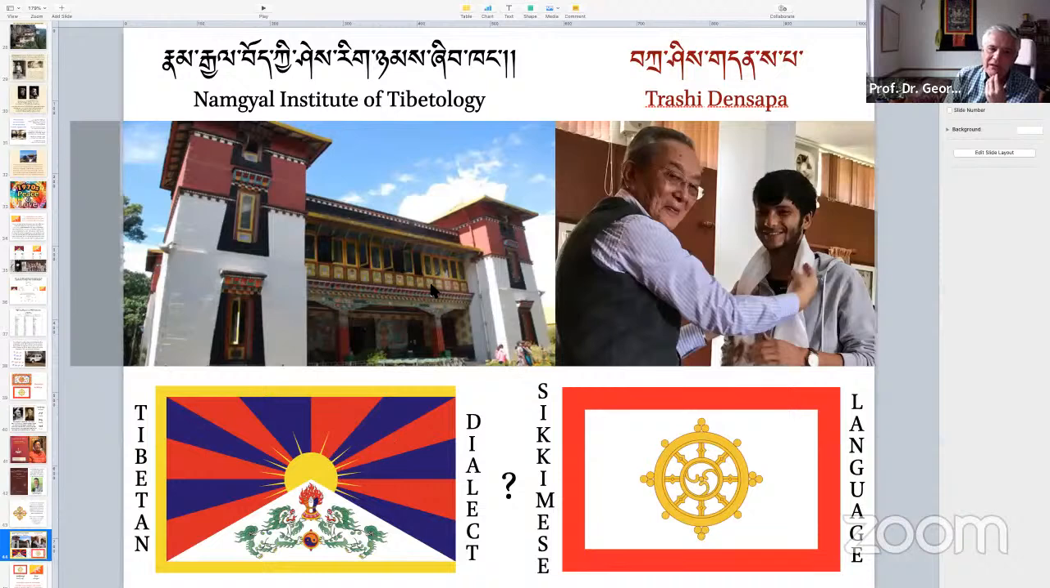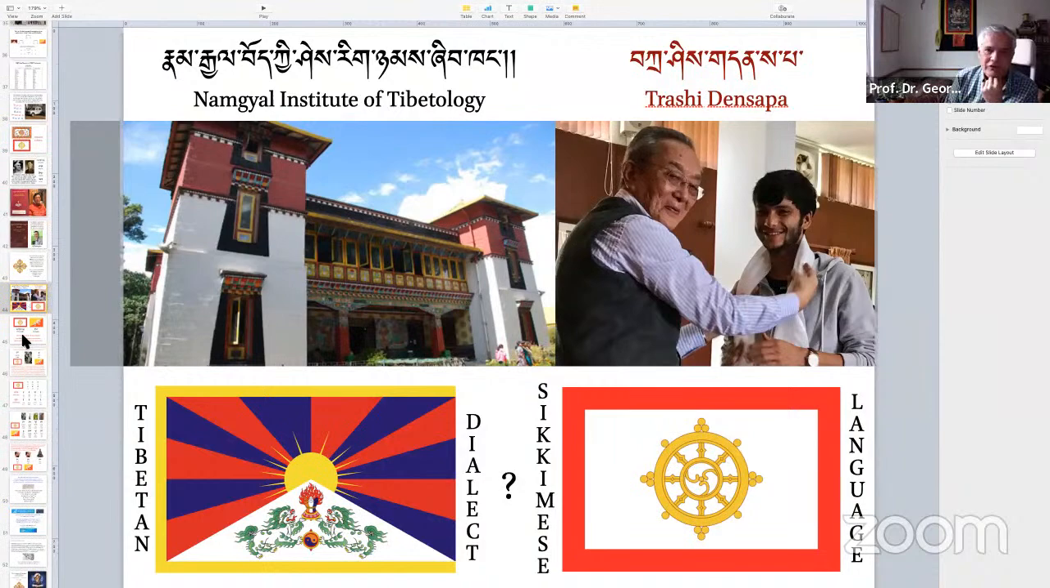But there is this controversy long waging in Sikkim on, this is the Namgyal Institute of Tibetology, whether we call the Denjongke language a Tibetan dialect or a language. And of course, if we say Sikkimese language, Lepcha is also a Sikkimese language, or maybe even the Sikkimese language, and Limbu is also a Sikkimese language. So all three of them are Sikkimese languages, but what is it? And Tashi Densapa, who passed away sadly last year, was heading this Namgyal Institute of Tibetology. And he also was very much caught up in this controversy and found it a very interesting topic.